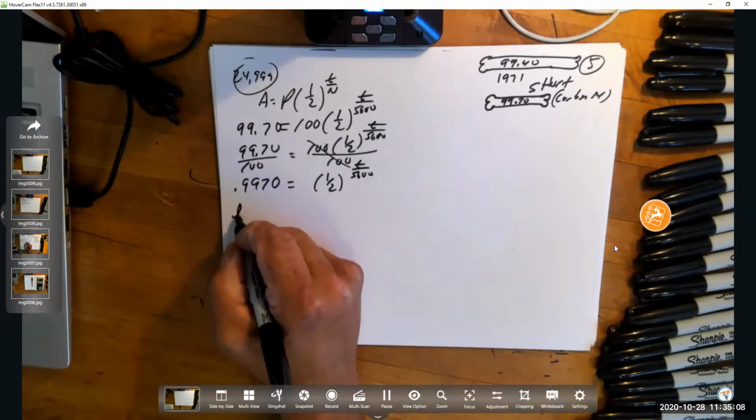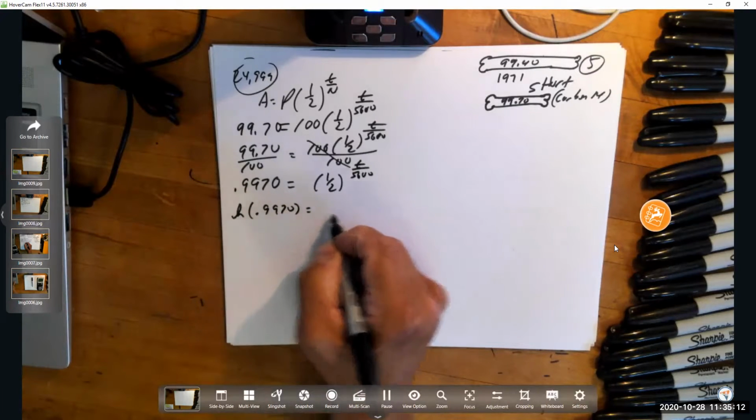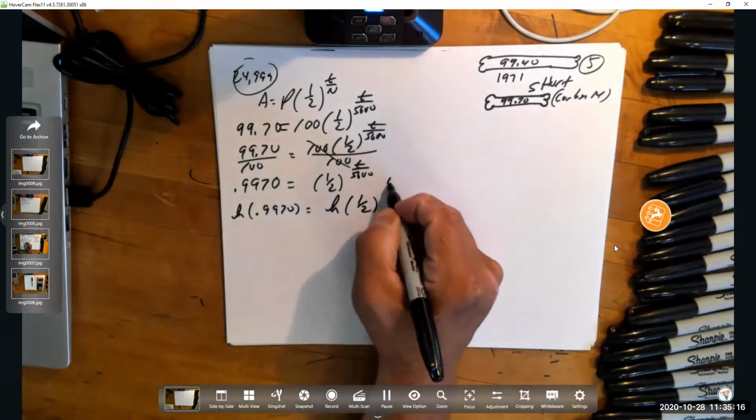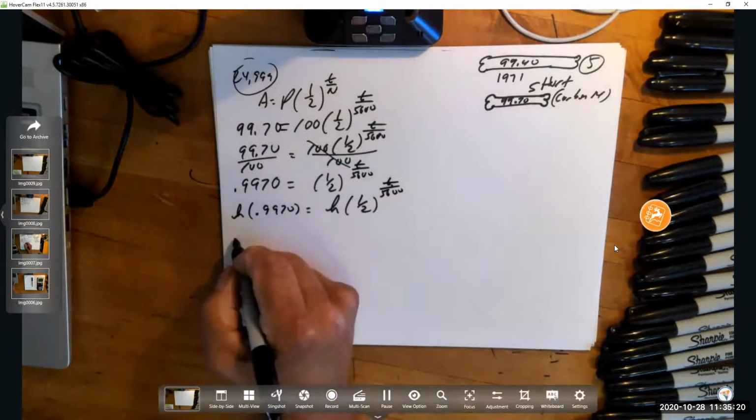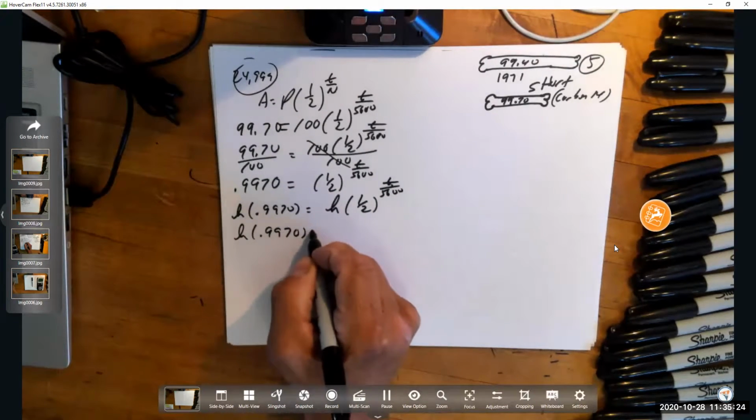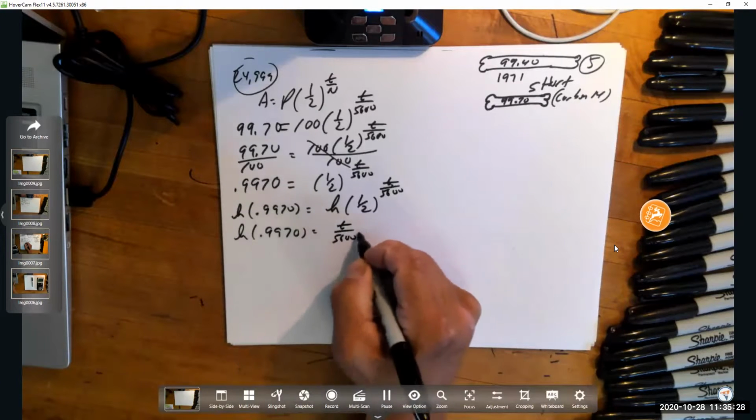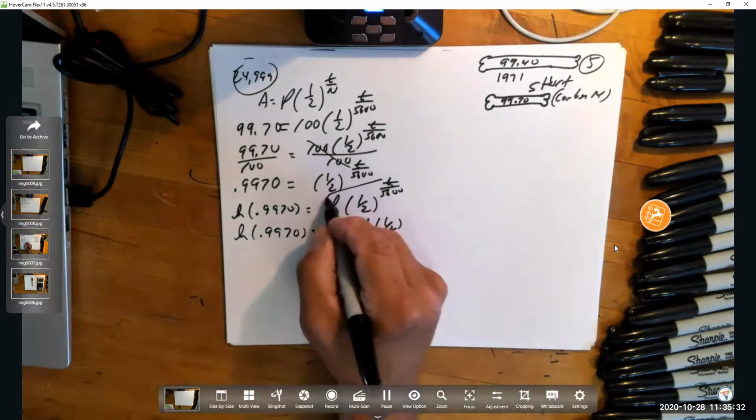So we're going to do ln of this number, 0.9970, and ln of this number, 1/2 to the T over 5600. So ln of 0.9970 equals T over 5600 times ln of 1/2. The exponent goes to the front right there.